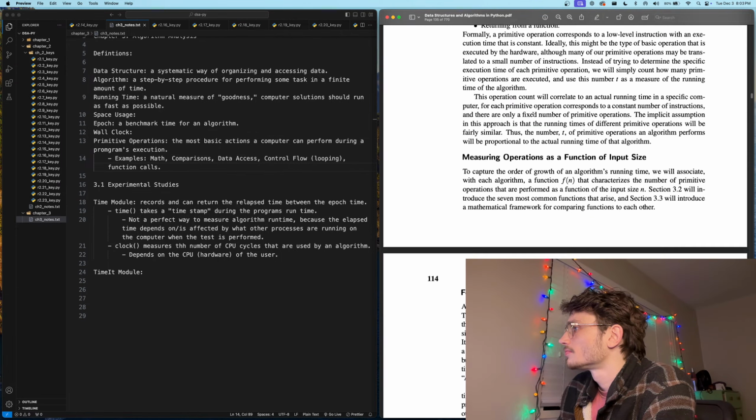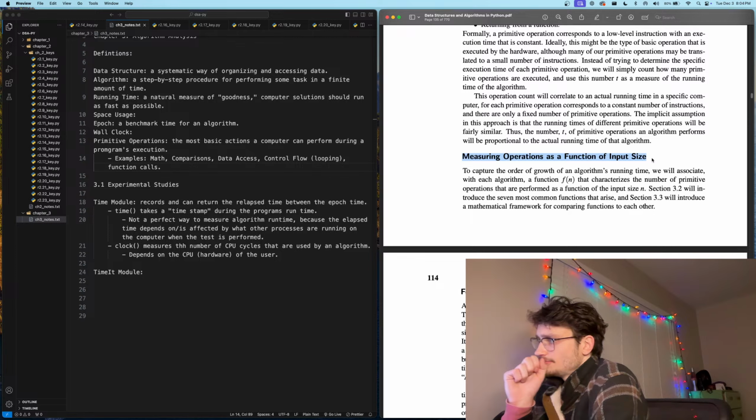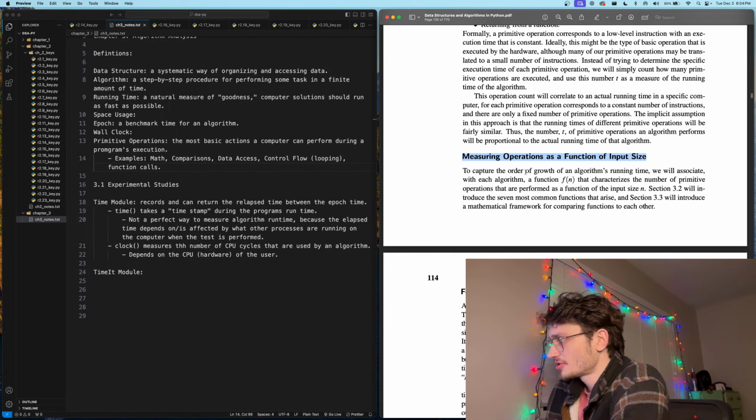Measuring operations of a function as a function of input size. To capture the order of growth of an algorithm's running time, we will associate each algorithm with a function f of n that characterizes the number of primitive operations that are performed as a function of the input size n. Okay, so n is our input size. f of n is a function that characterizes the number of operations that are performed dependent on input size. Okay, so a function dependent on n.